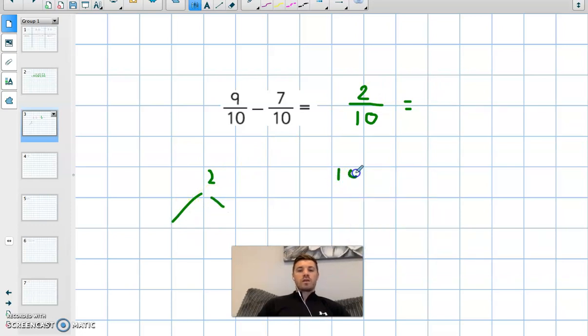some of you might have done it very, very quickly, but I just want to show you this particular method, because although this is an easy fraction to simplify, some fractions are quite difficult to simplify. So we need to make sure that you're used to doing it using this method.